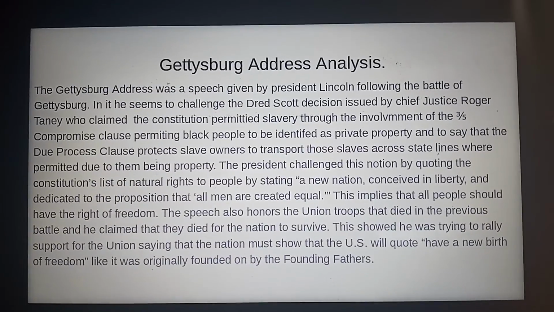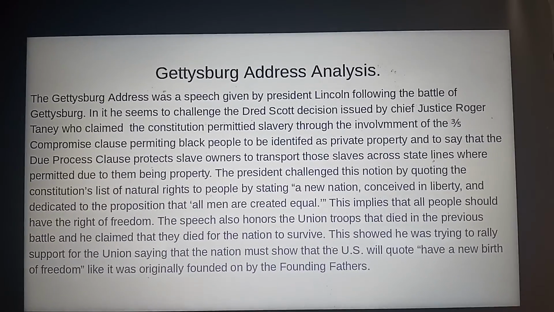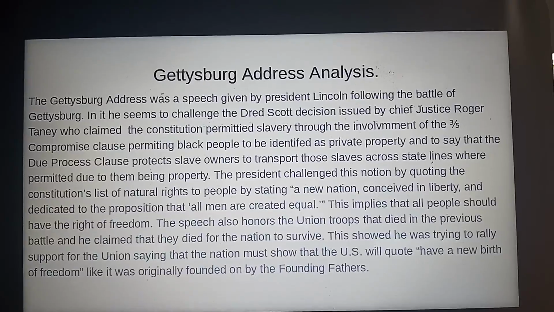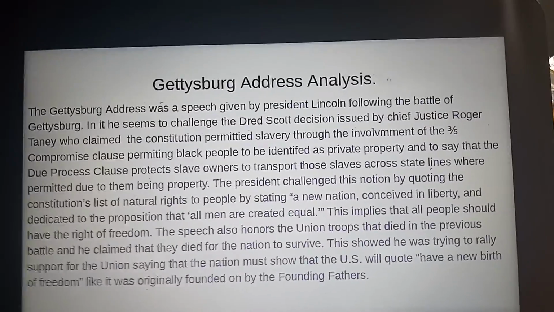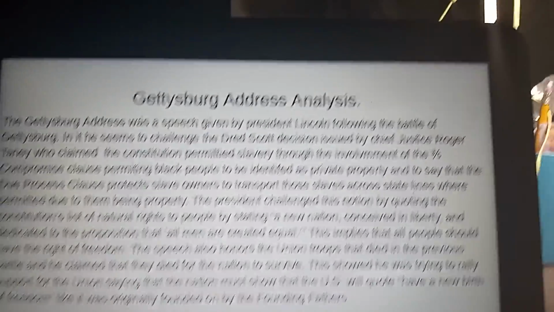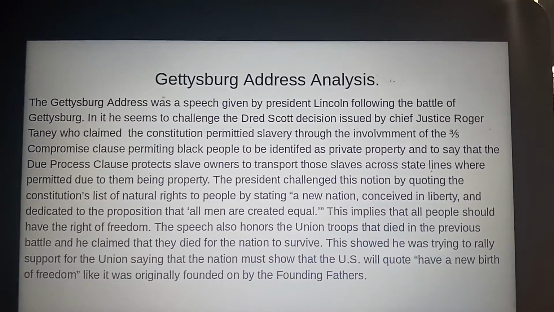Gettysburg Address. This was a speech that President Lincoln gave after the battles of Gettysburg to raise Union morale, as it was a heavy loss with a lot of deaths.